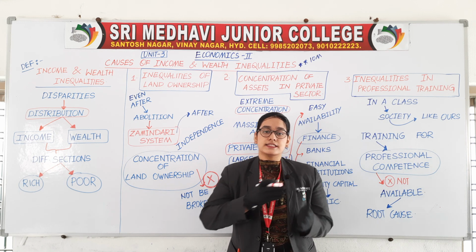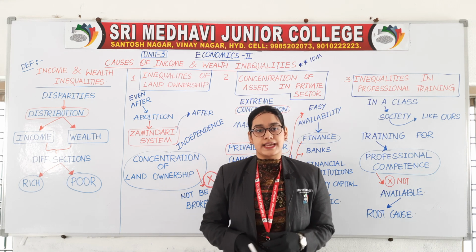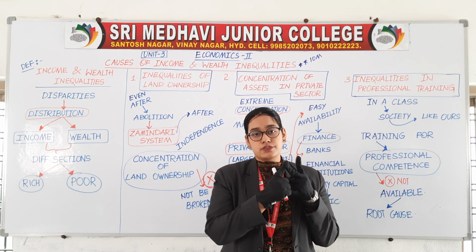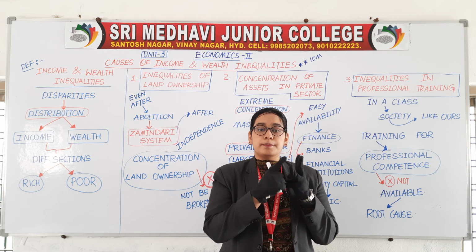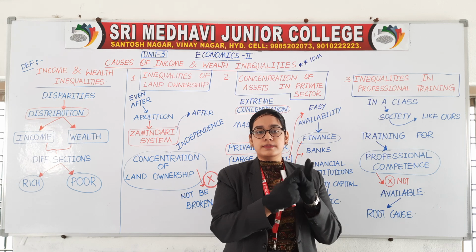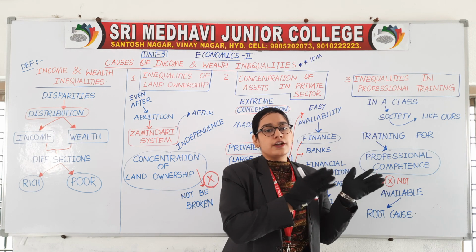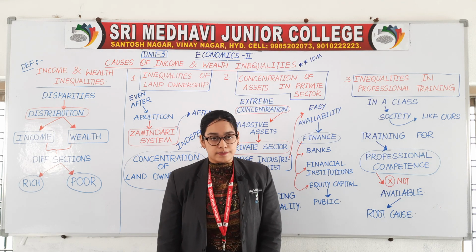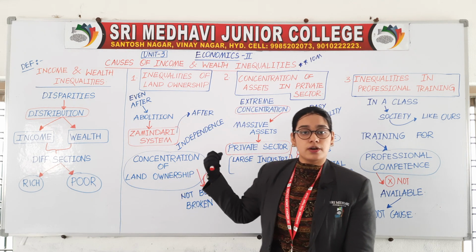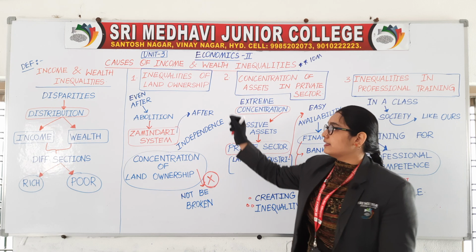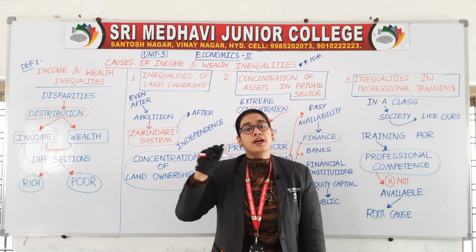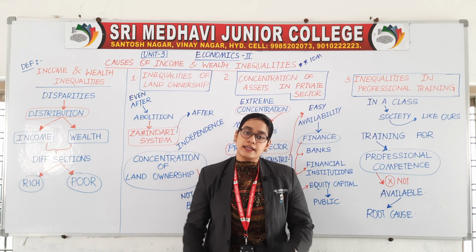In the last classes, we have discussed topics like consequences of unemployment, consequences of poverty, then poverty alleviation programs, and also the share of public sector and private sector in GDP. And even today's topic is also related with Unit number 3, that is national income, poverty and unemployment.